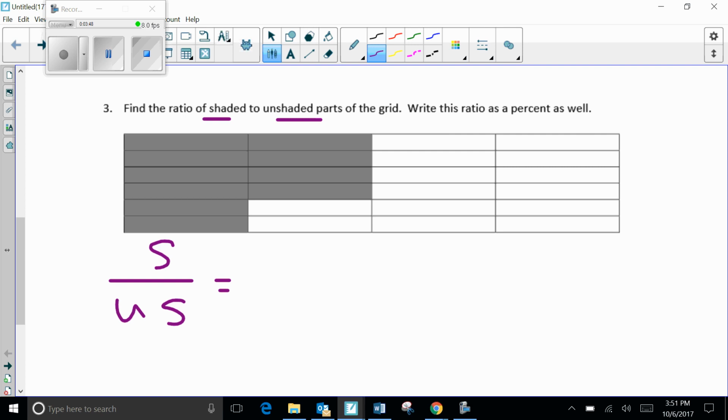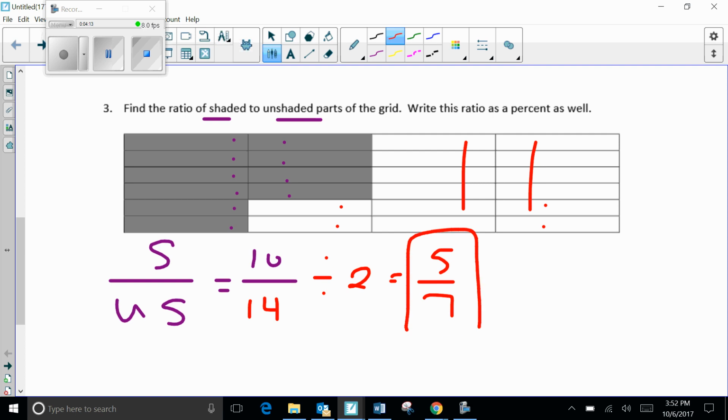So let's count our shaded. 1, 2, 3, 4, 5, 6, 7, 8, 9, 10. I'm going to switch colors. Let's count our unshaded. We know that's 4. So that's 10, 11, 12, 13, 14 total. So 10/14, I know that 2 can go into both of those. That gives me 5/7. 5 and 7 don't have anything in common, so I'm going to leave it like that.